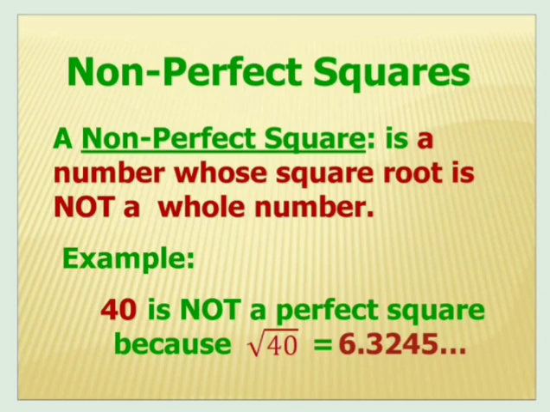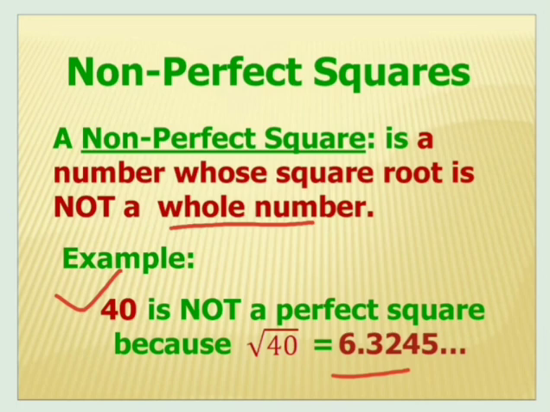Next is non-perfect squares. If we find out the square root of any number, and its square root is not a whole number, then that number is known as a non-perfect square number. Example 40. If you find out the square root of 40, it will be equal to 6.3245, like this. So this is not a whole number. That's why 40 is known as non-perfect square.